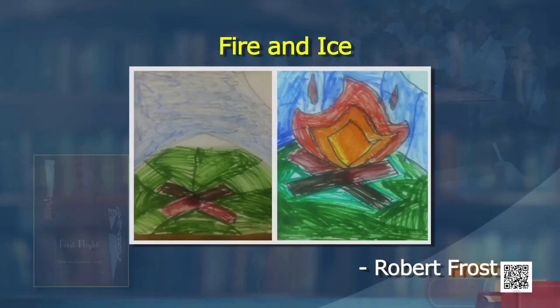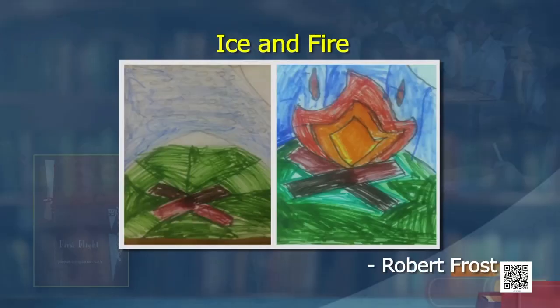Today we will do the poem Fire and Ice by Robert Frost. Learners, it's a very short poem, you know, at the end of the first lesson. It's probably appropriate for us to think of this poem now. You know the reason. So let's get into the poem.